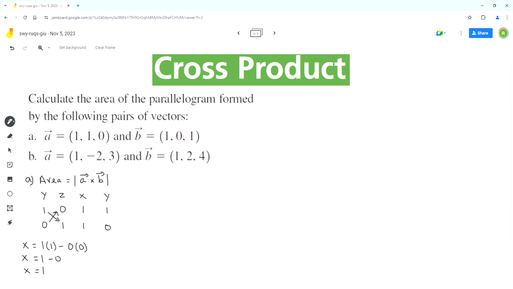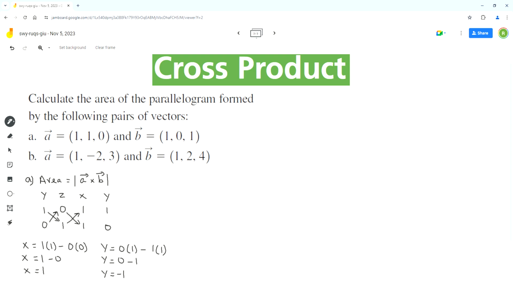Now we can find the y component. For that we should cross multiply the z and x components. So we start with 0 times 1 minus, and next we do 1 times 1. I get y equals negative 1.